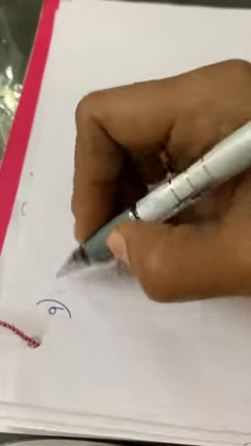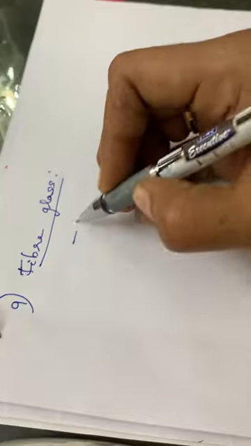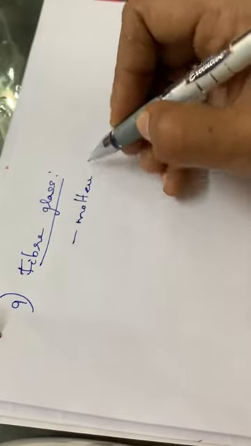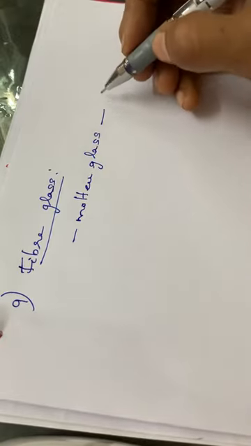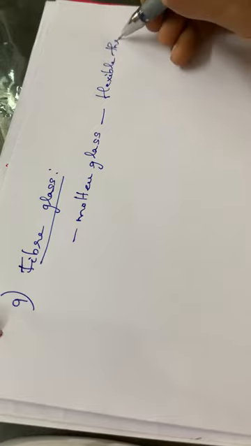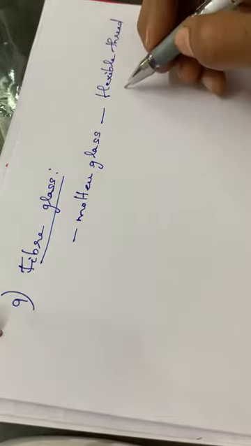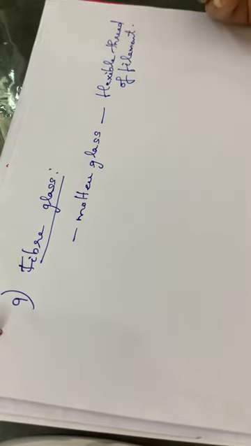Then the next one, the 9th one, that is fiber glass. See here, fiber glass is a molten glass, and it is processed into a flexible thread or filament. That is the fiber glass.